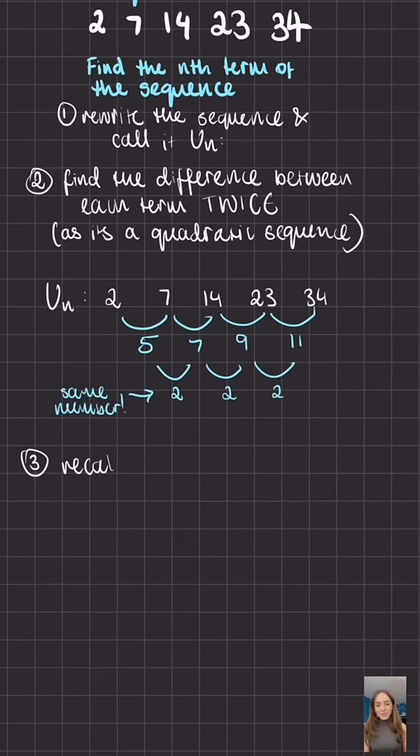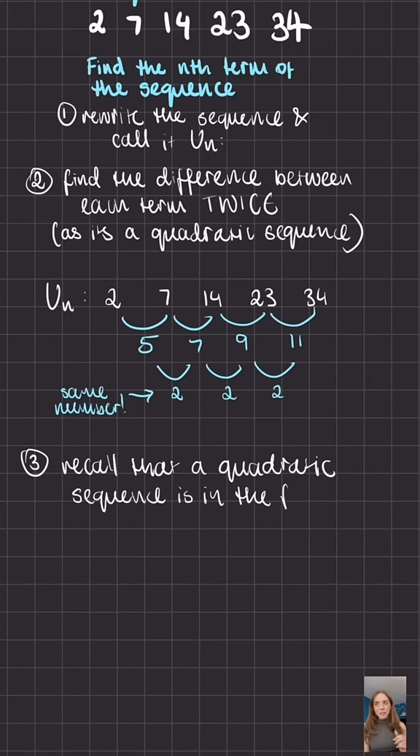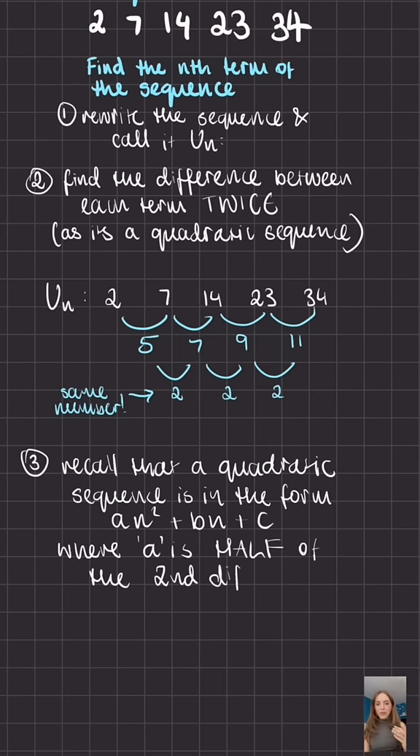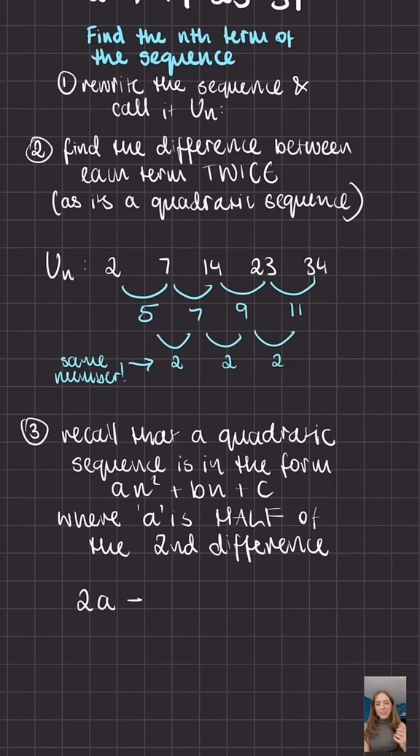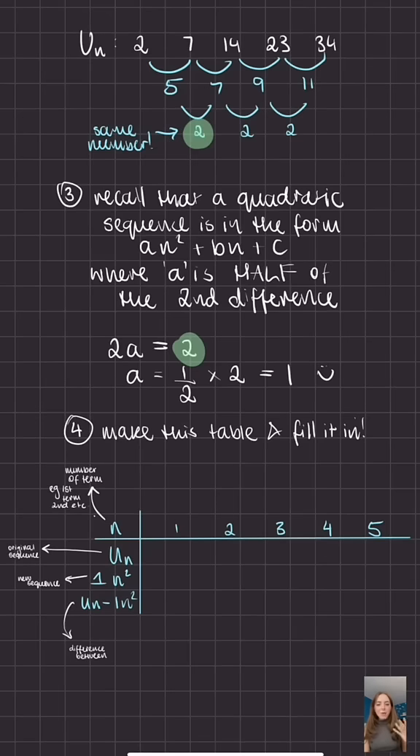The third thing we're going to do is recall the formula of a quadratic sequence, which is an squared plus bn plus c. To find a, it is going to be half of the second difference we found. So 2a equals 2, and a, which is half of the difference that we found, is going to be half times 2. Our fourth step is to make this table as I've just drawn.